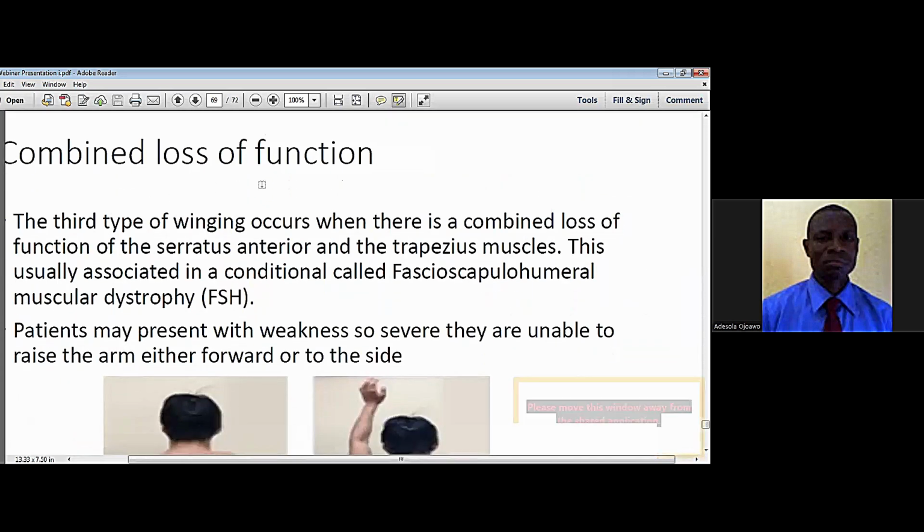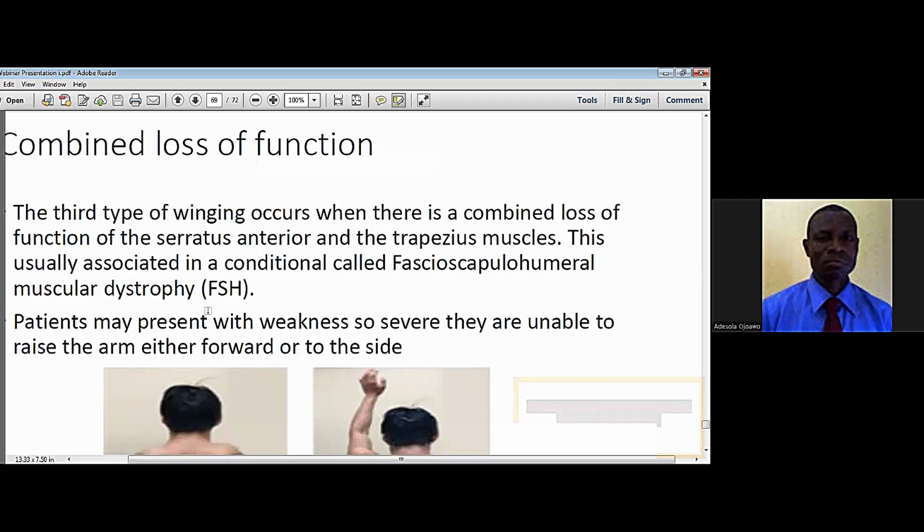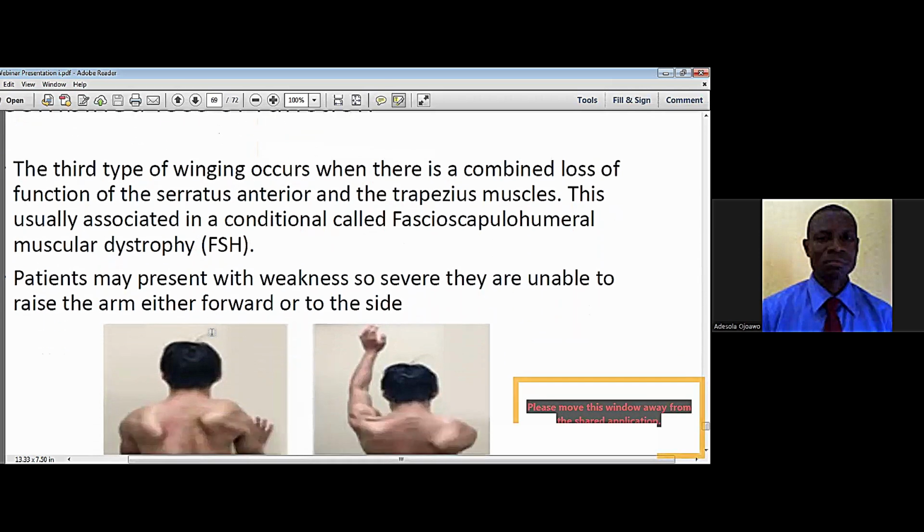Then there can be combined loss of function. So the third type of weak scapula occurs when there's combined loss of function of the serratus anterior and trapezius muscle. This is usually associated with a condition called facioscapulohumeral muscular dystrophy, FSH, not follicle stimulating hormone, but facioscapulohumeral muscular dystrophy. The patient may present with weakness so severe they are unable to raise the arm either forward or backward.